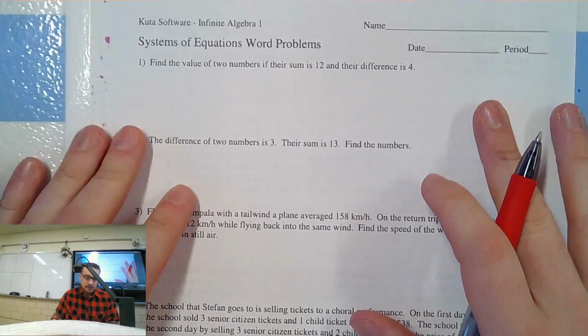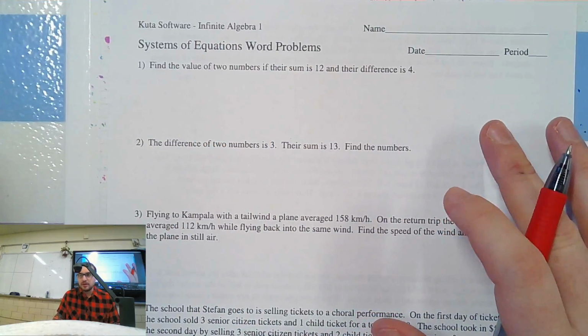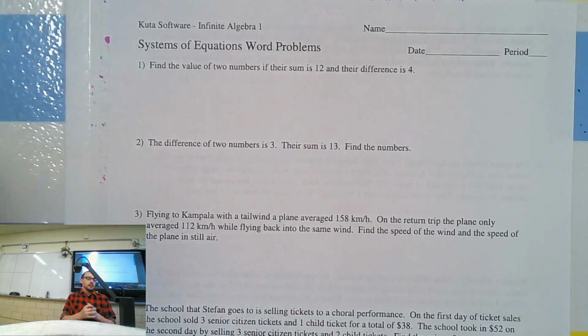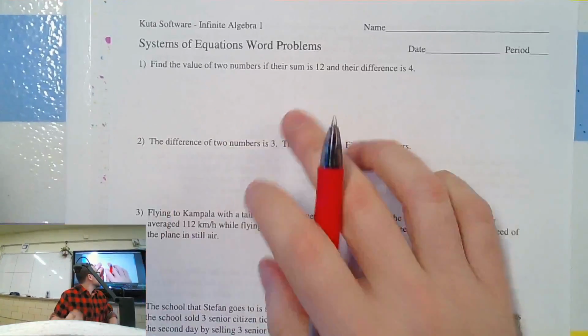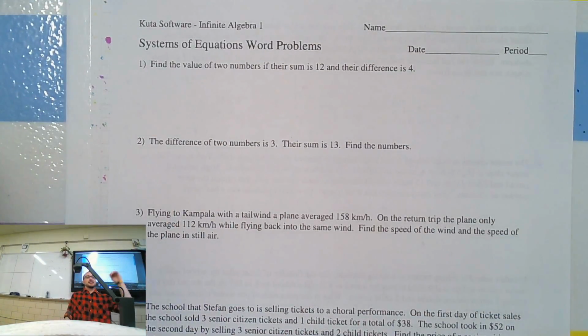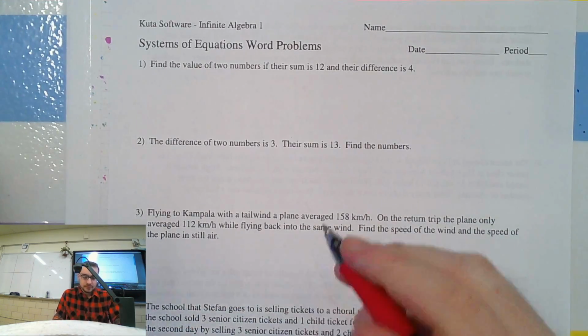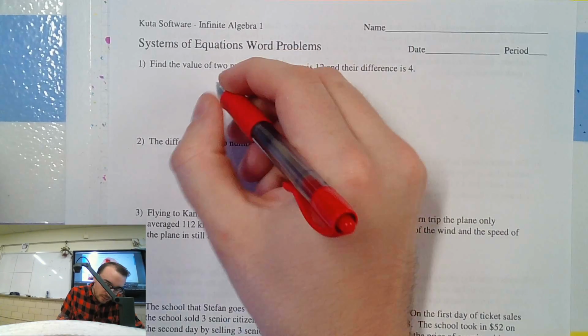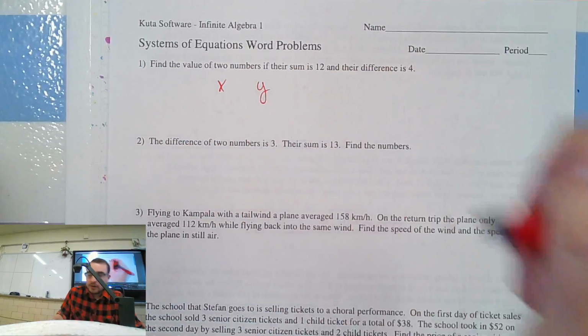All right, so find the value of two numbers if their sum is 12 and their difference is 4. We're live. So we're going to set up a system of equations, which is going to involve an x and a y and two equations, right? So what are the two things we don't know? The two numbers. So let's call one x and one y. Now, what do we know about their relationship?